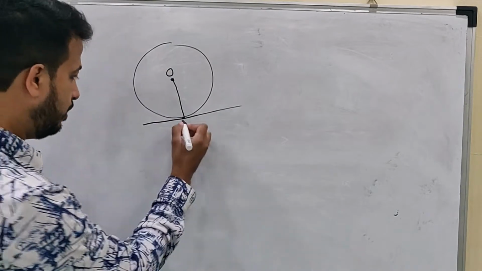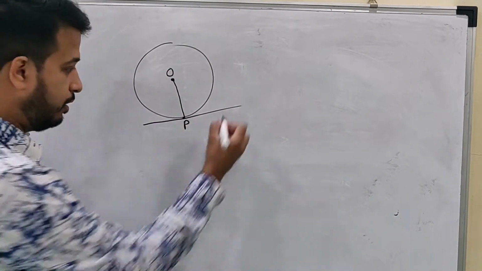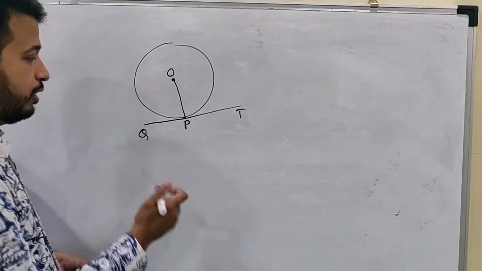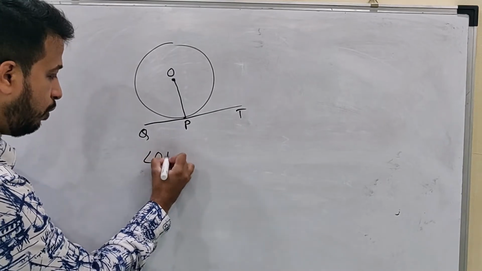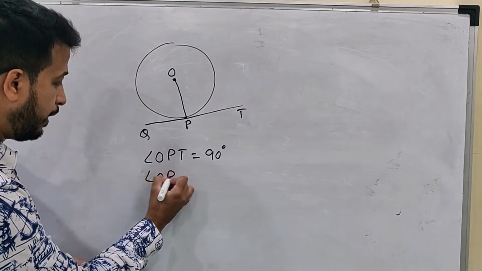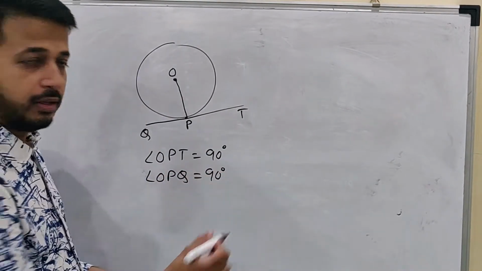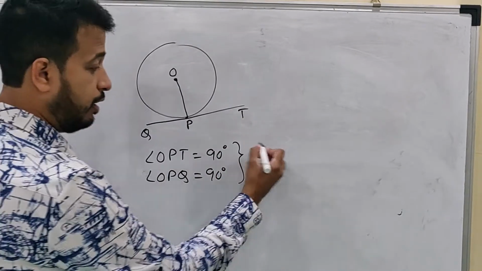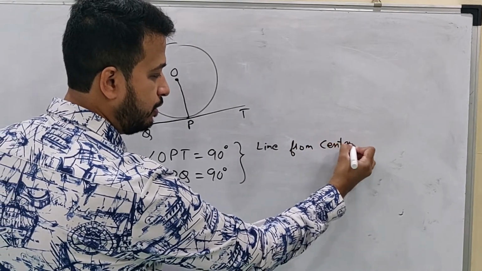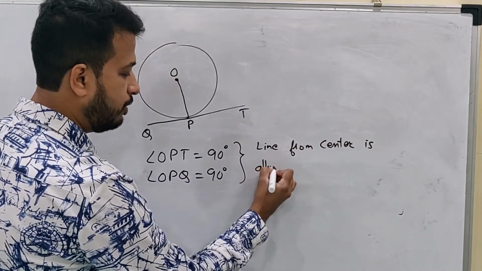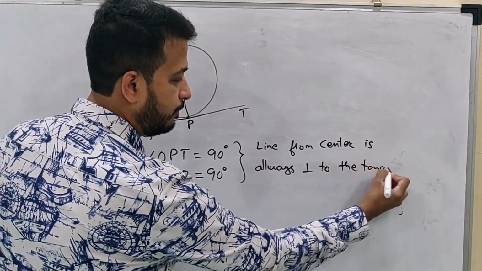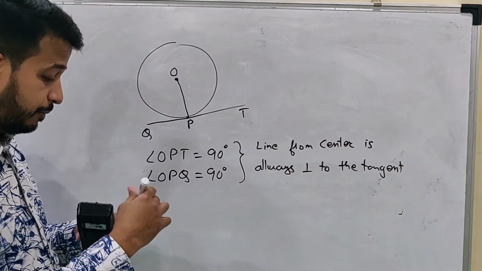Here O is my center, and I'll name the point P, this is my T, and this is my Q. I'm just writing any names. So I can say angle OPT is equal to 90 degrees, and angle OPQ is also 90 degrees. So the property is: a line from the center is always perpendicular to the tangent, right? So this is my property, correct?